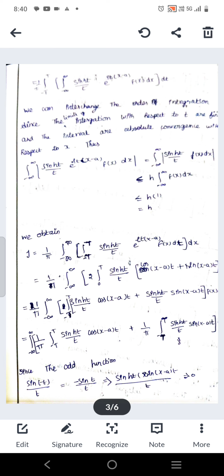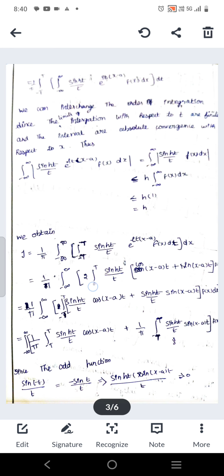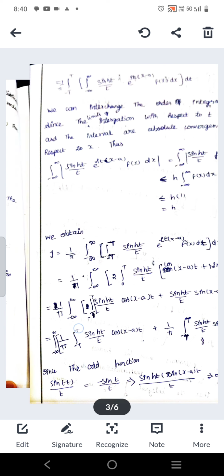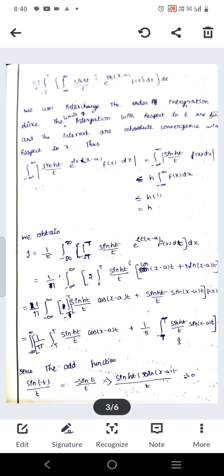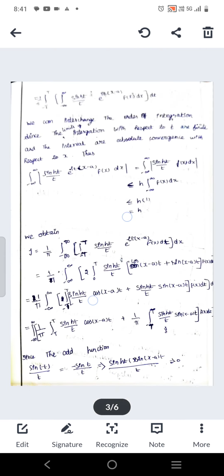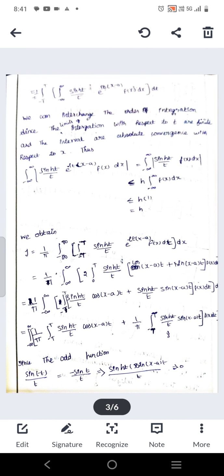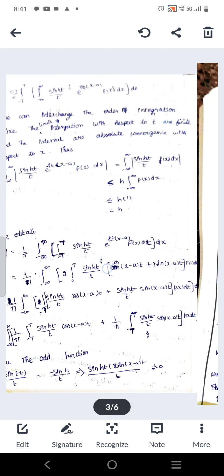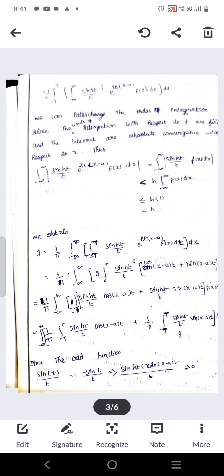And in the next step, sorry, a wrong term was here, which we have neglected, and we see only this step. And 1 by pi, integral from minus T to plus T, this term e power i theta, we know that this is cos theta plus i sin theta, so we get this term: cos of (x minus a) into t plus i sin of (x minus a) into t. And in the next step, this goes to the integral.